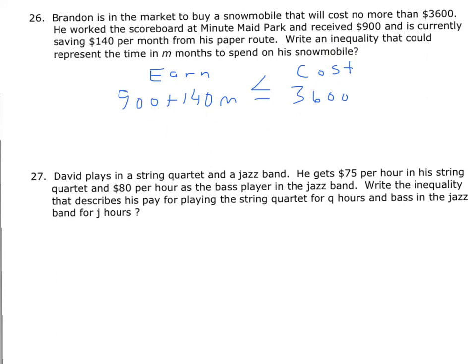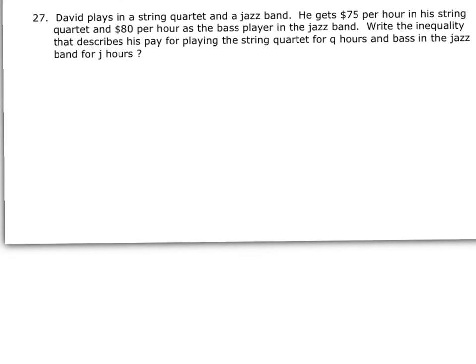All right, number 27. David plays in a string quartet and a jazz band. He gets $75 per hour in his string quartet and $80 per hour as the bass player in the jazz band. Write the inequality that describes his pay for playing the string quartet for Q hours and bass in the jazz band for J hours.